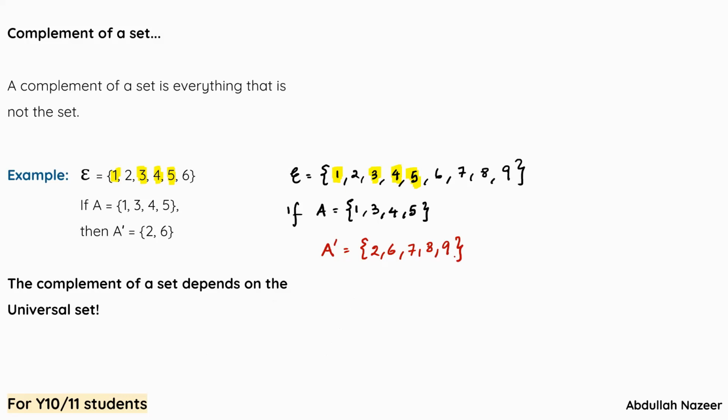So the complement of a set always depends on the universal set that you're looking at.